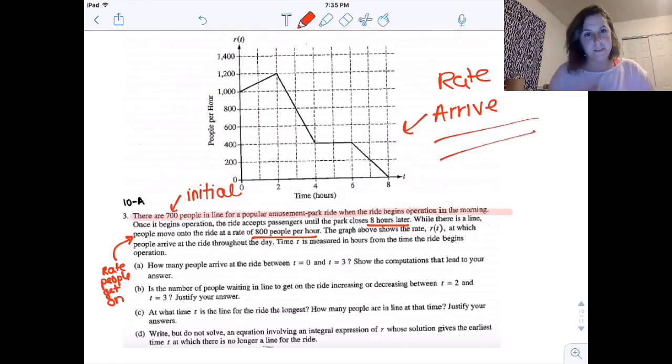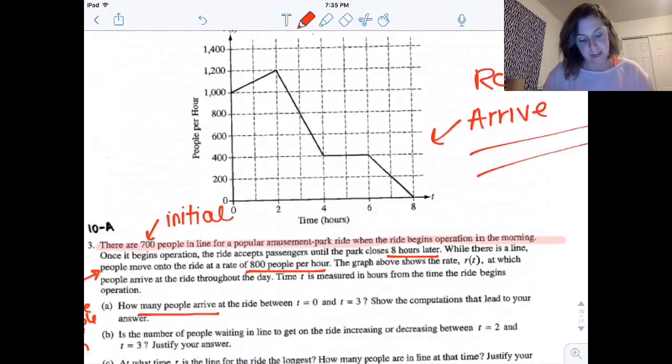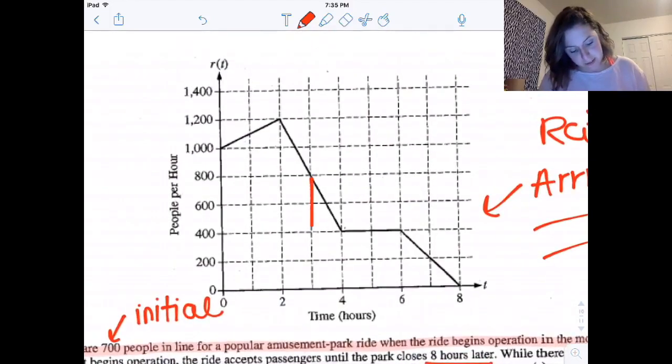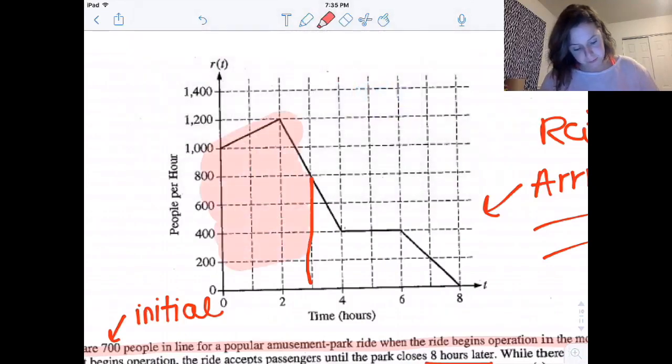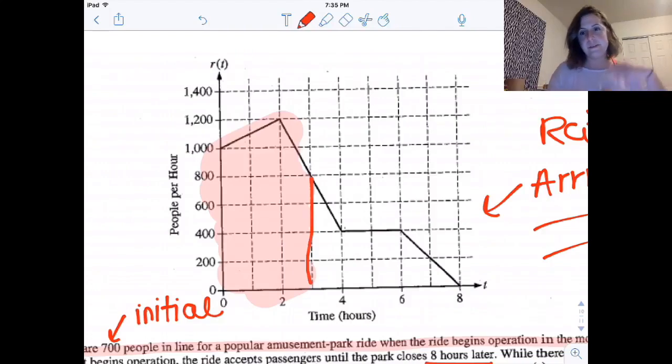The function that they've given me a picture of is the rate at which people arrive, right? So to find the number of people that arrive between 0 and 3, I need to find the area under this curve. So I'm looking for this area in here, right there, 0 to 3. There are lots of ways you can do this. You can do rectangles. You can do whatever you want.